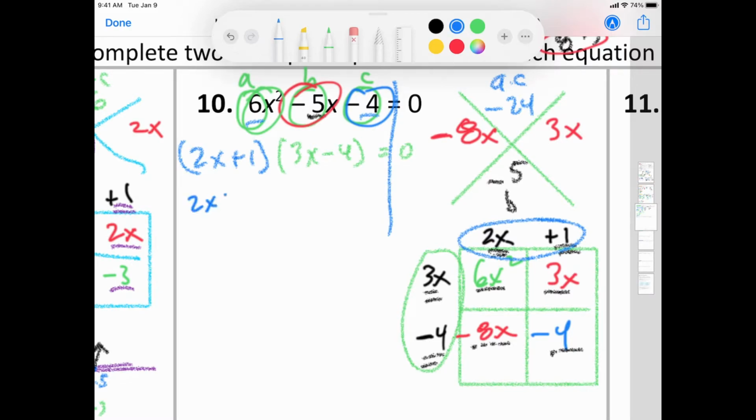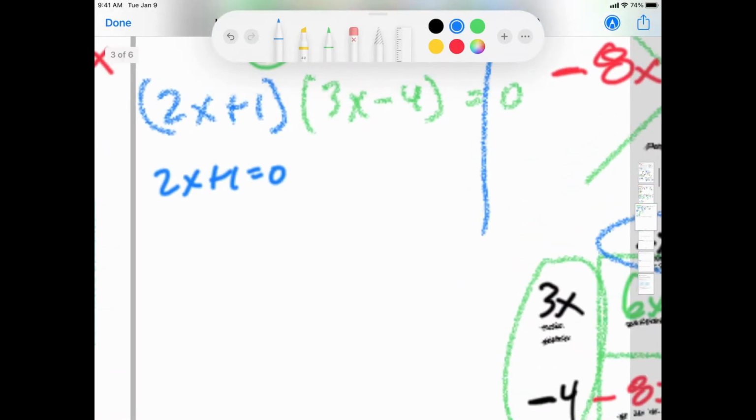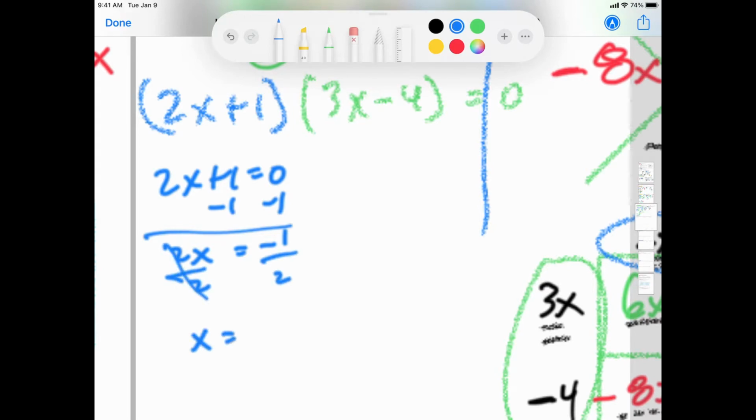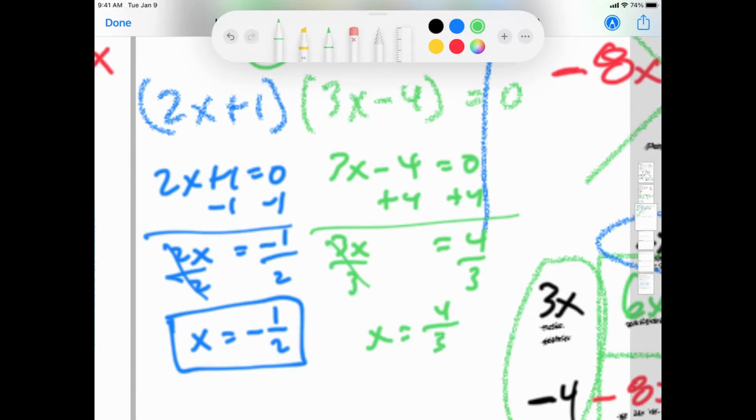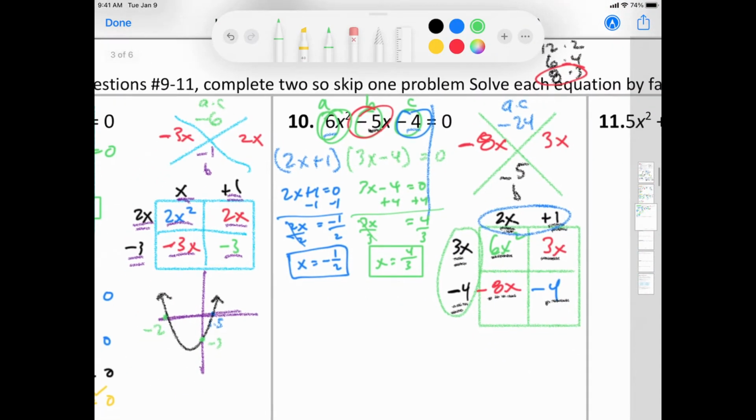Set them equal to 0, and let's solve them. Divided by 2 here, that gives you x equals negative 1/2 as a solution. And 3x minus 4 equals 0. Remember, PEMDAS backwards, add first, add and subtract. And then divided by 3 here. Answer. Okay, let's go ahead and check our answer.